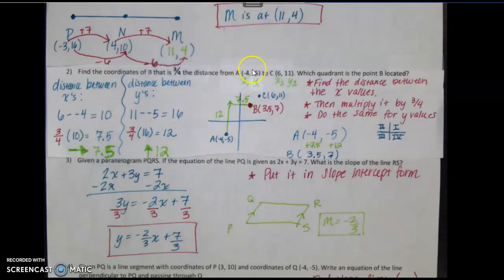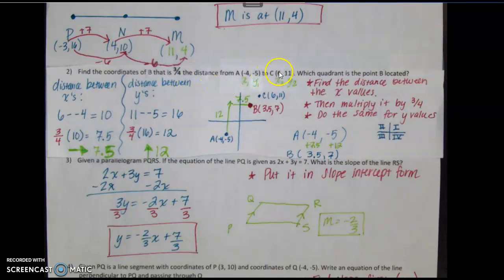Now, I'm getting my x values from the points given to me. 6 minus -4 is a distance of 10 for my x's. What I'm going to do with that 10 is take 3/4 of that distance, and I got 7.5. Now, what that means is from point A, I'm going to go to the right 7.5.